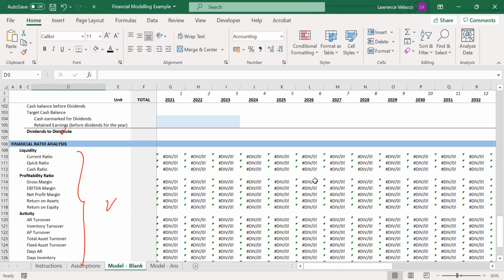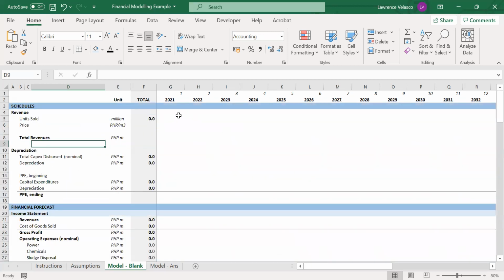Okay? Now, let's now do it. The first step, compute revenues first. Okay? So how do you do this? I-connect mo siya sa assumptions, right? You know the unit sold. How much is the unit sold?